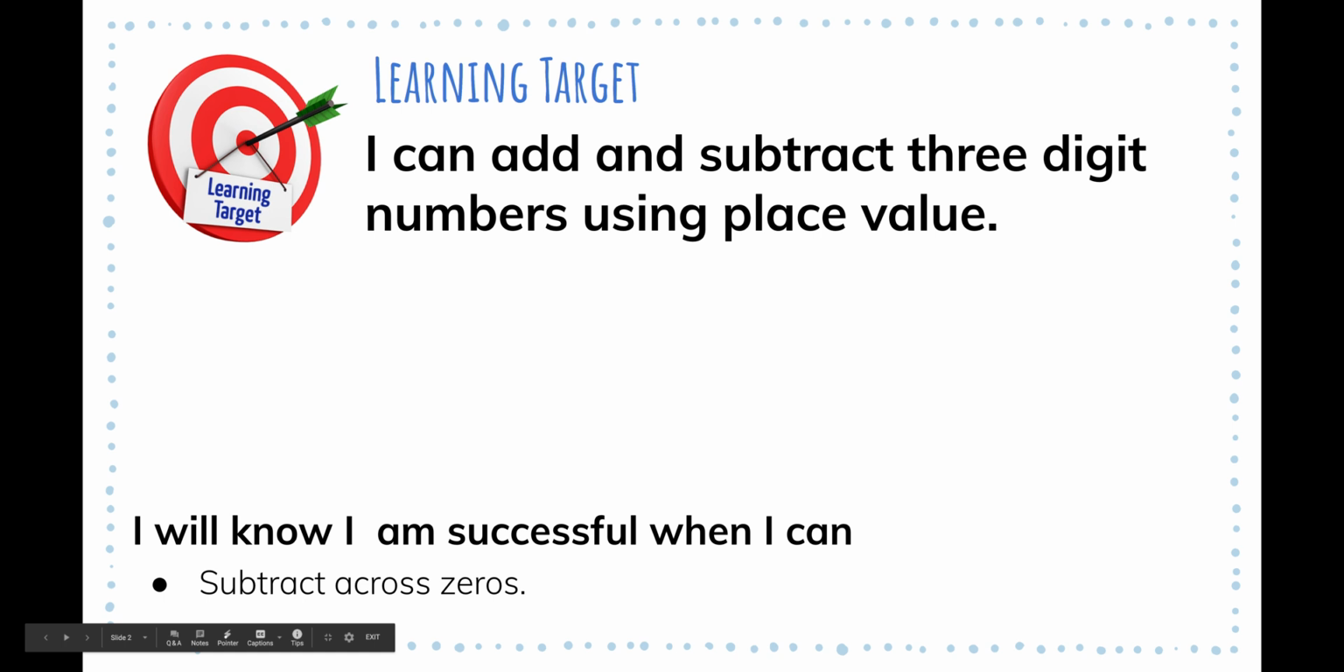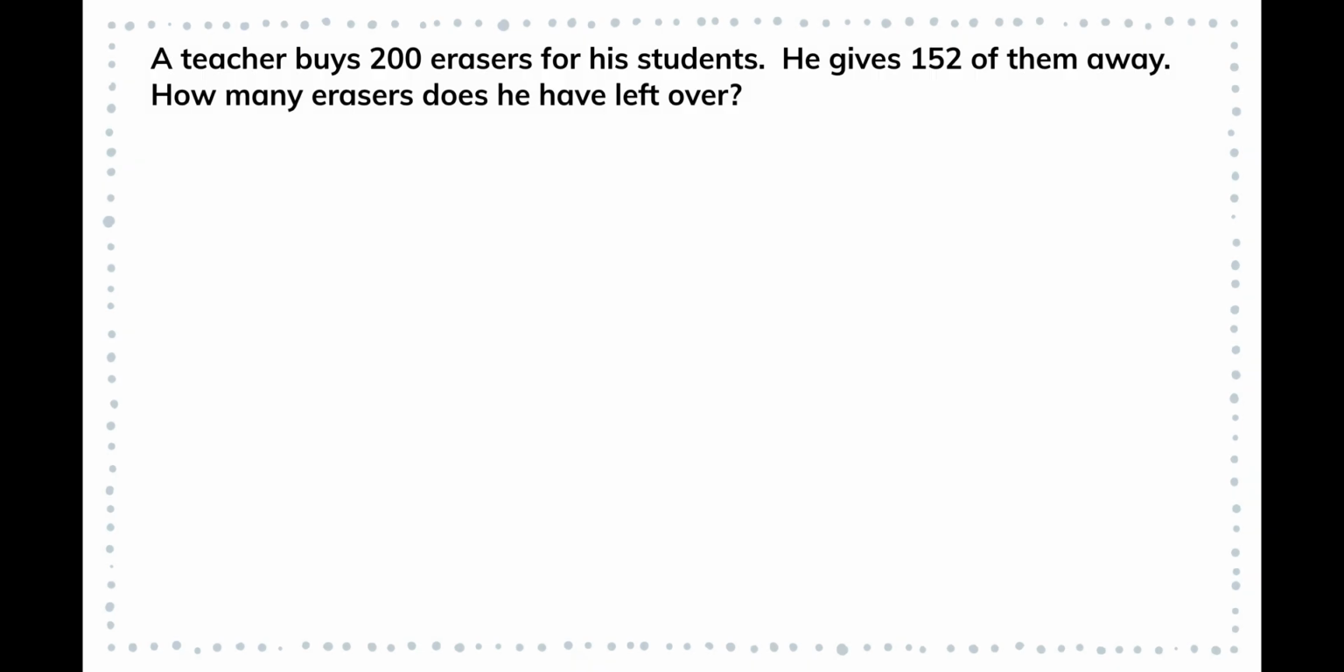Our learning target this unit is, I can add and subtract 3-digit numbers using place value. Our success criteria for today is, I will know I'm successful when I can subtract across zeros. This problem is somewhat of a review. We have solved problems where we have had to subtract across 2 zeros.